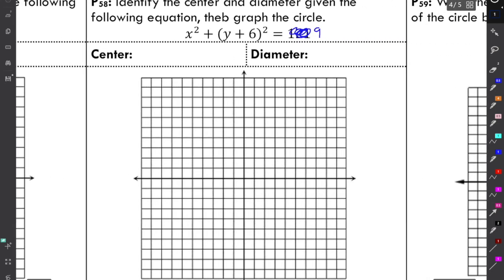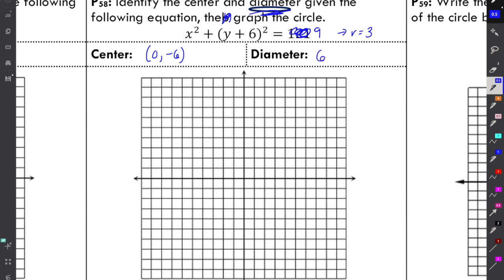All right, now 58. Identify the center and diameter, given the diameter this time. Ooh, different. Okay. So, given the following equation, then graph the circle. Since this is just x squared, that automatically tells you my x coordinate is 0. And then that's a plus 6, my y coordinate is negative 6. So, first find the radius. If the r squared is 9, r will be equal to 3. So that means my diameter is 6.